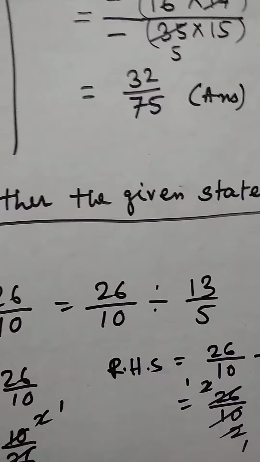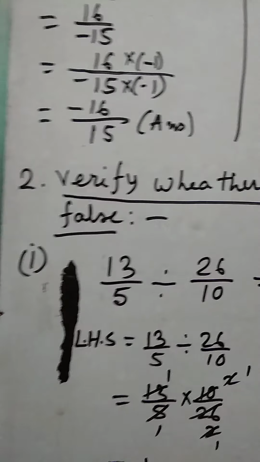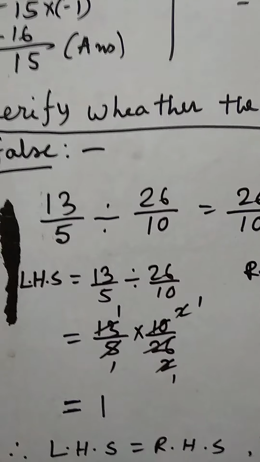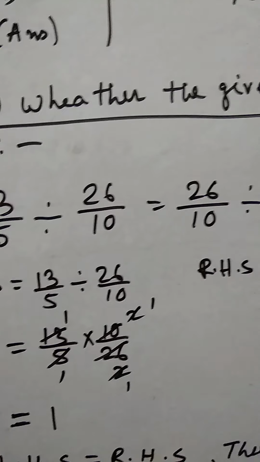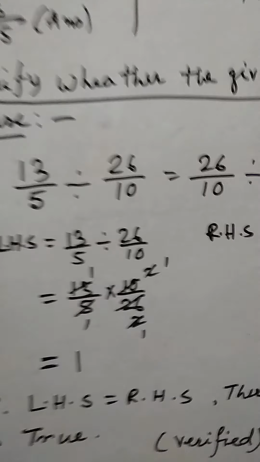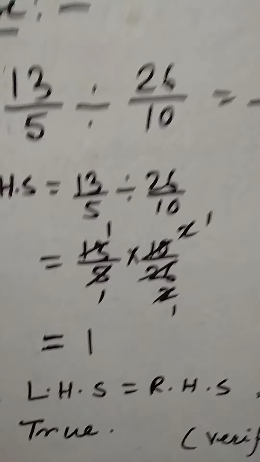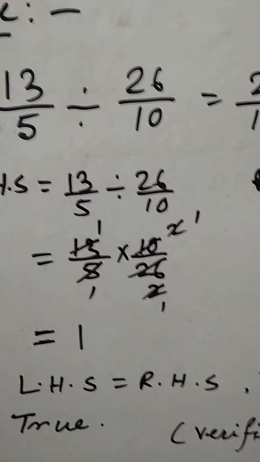Number 2, verify whether the given statement is true or false. 13 by 5 divided by 26 by 10 is equal to 26 by 10 divided by 13 by 5. First, copy the left hand side and solve it. You will get here 1.